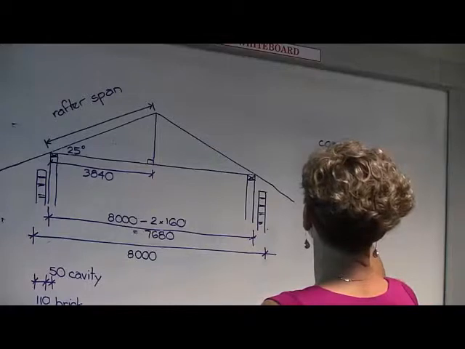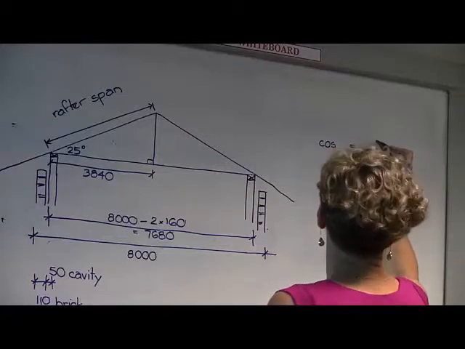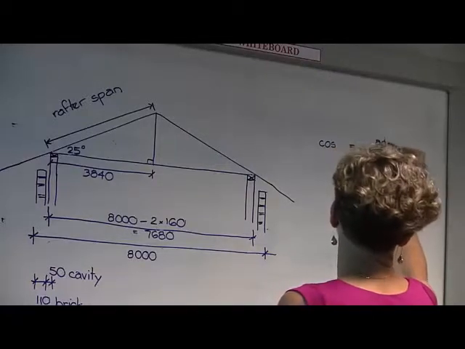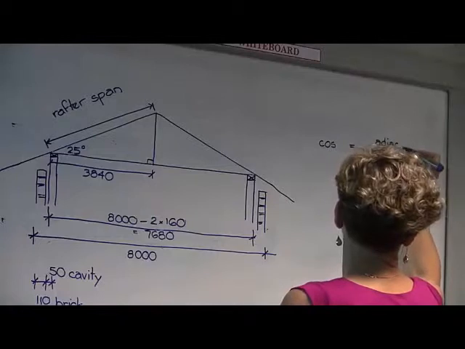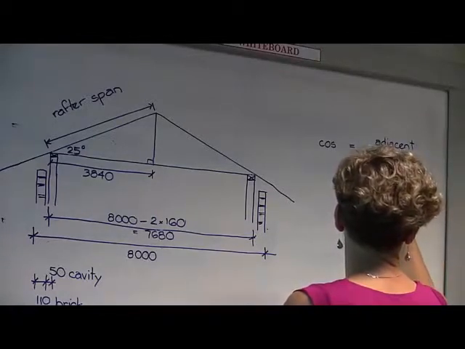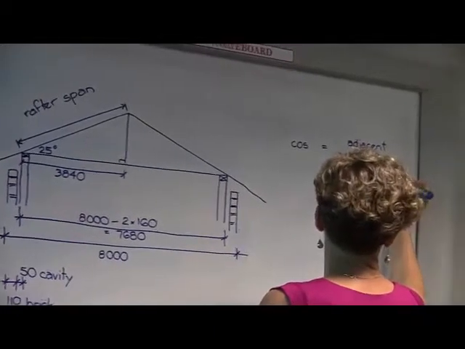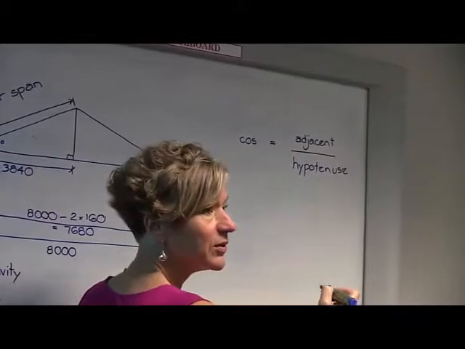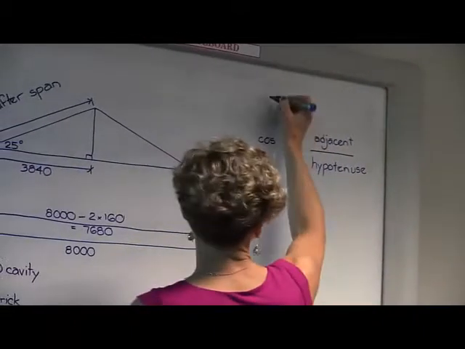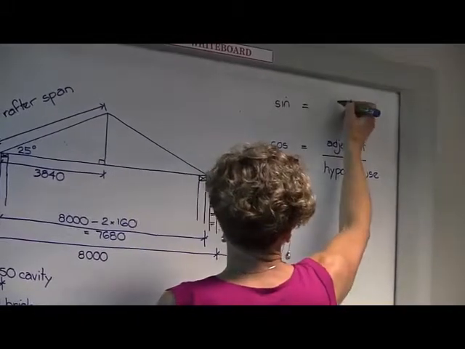Okay, so what does cos give me? Do you remember? Adjacent over hypotenuse. Good, adjacent over hypotenuse. And if you remember the other relationships, there was sine. Opposite over hypotenuse. Yep, opposite.